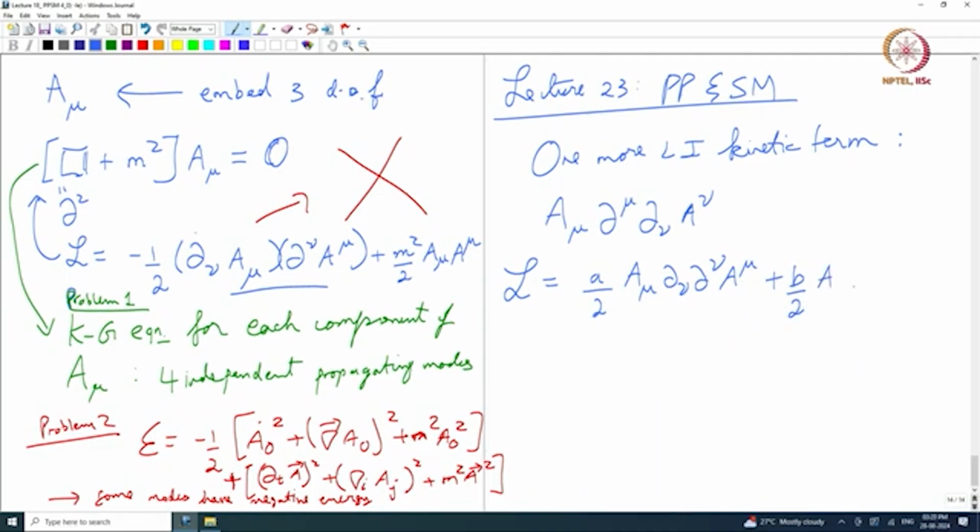So I write A mu dou mu, okay. This is the new term that we introduced, and of course not to forget the mass term. This is a perfectly Lorentz invariant Lagrangian.